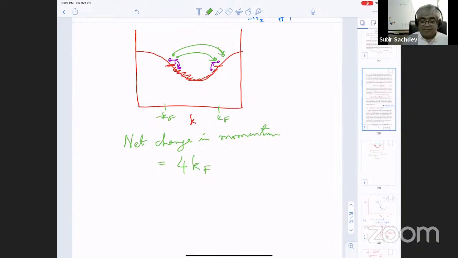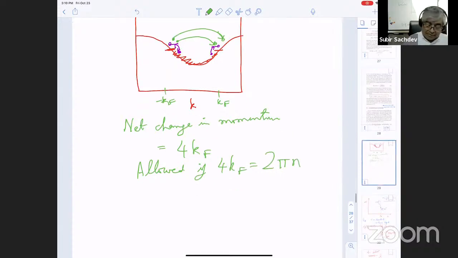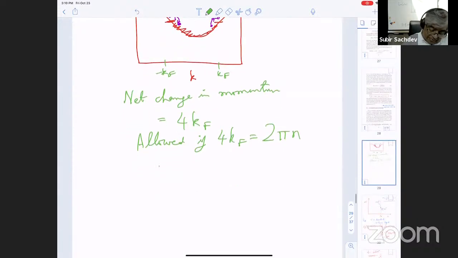And so this, you might say, doesn't conserve momentum, you're done. But in a lattice, momentum is only conserved modulo the reciprocal lattice vector. And in this language, that's simply 2 pi. So this is allowed if 4 kF is an integer multiple of 2 pi. Okay, so the simplest case is kF equals pi over 2, which you can then figure out for spinless fermions is half filling.